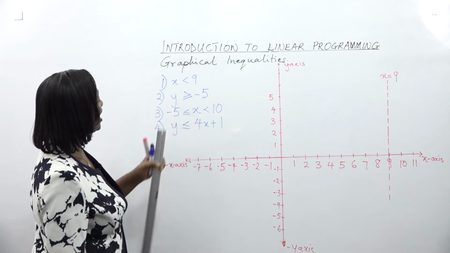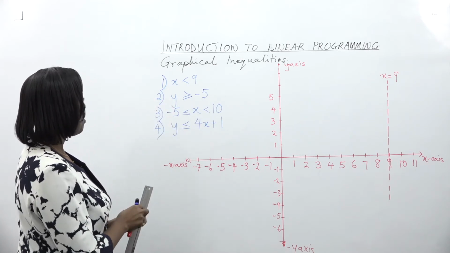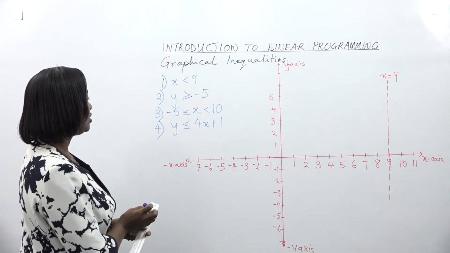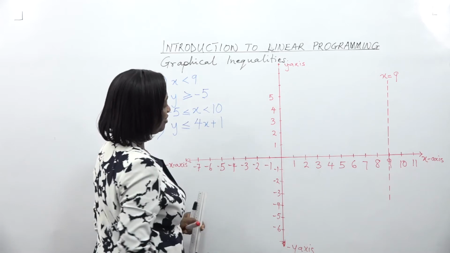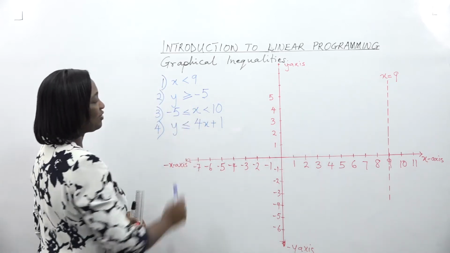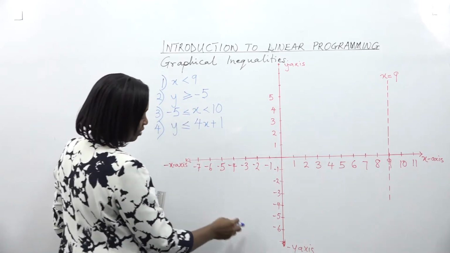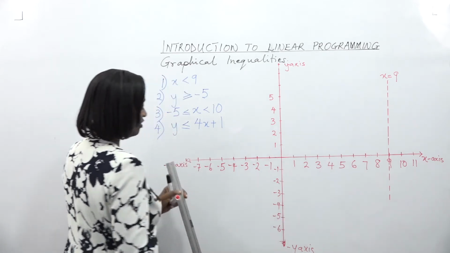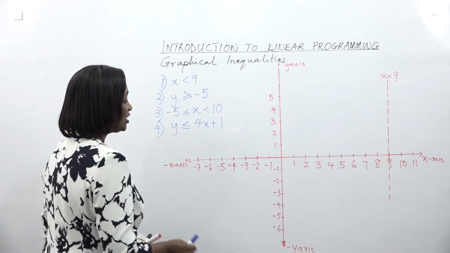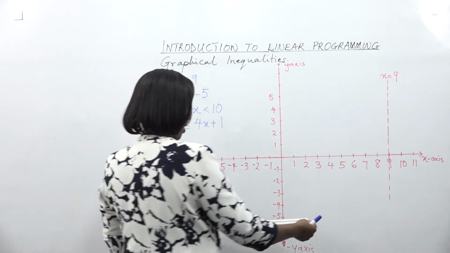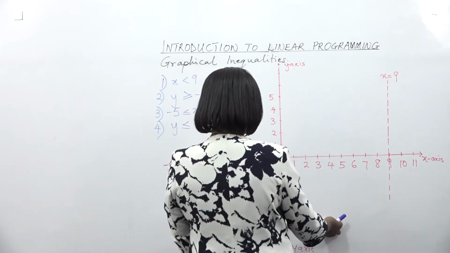y is greater than or equal to minus 5. So we'll come to the y-axis. This is positive 5, but we're looking for minus 5, negative 5. So we come down, and that is negative 5. The line y is equal to negative 5 is a straight line parallel to the x-axis.